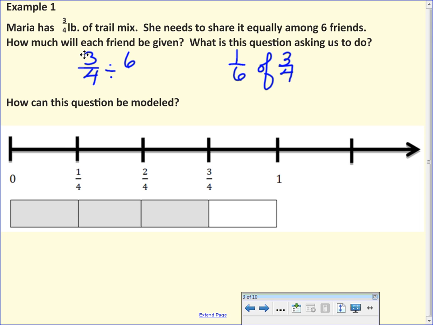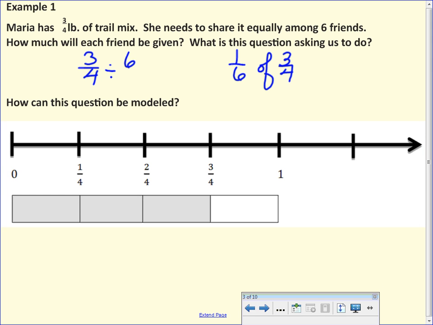So let's look at how we can model it. Well, one way we can model it is with our number line. Okay, so here's our number line. 1, 2, 3, and then our whole. So we have our 1/4, 2/4, 3/4, and then 4/4, which is a whole. And you should be drawing this in your notes. We have our good old friend tape diagram. So here's our whole 1 pound, but we don't have a whole pound. We have 3/4.